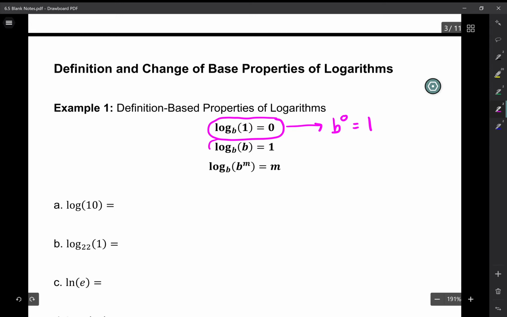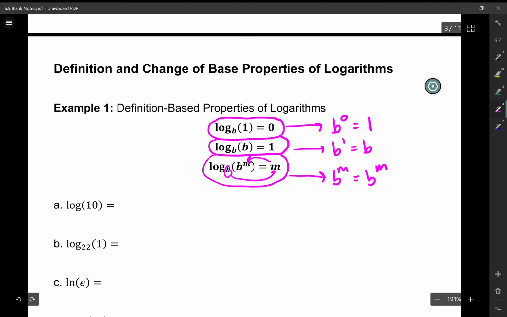Let's look at the second one and rewrite it in its exponential form. It says that b to the 1 is b. So if you ever take a logarithm base b of the same base, it's always going to be 1, because that's the power you raise it to get back to itself. And the final example, let's rewrite this in its exponential form: b to the m equals b to the m. And that makes sense, hopefully, to everyone as well.